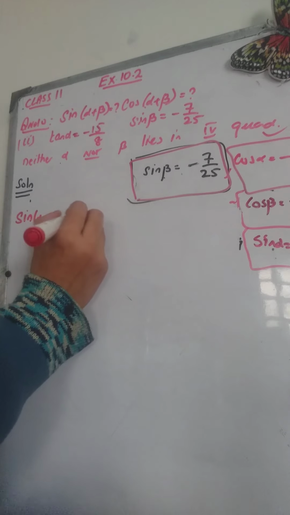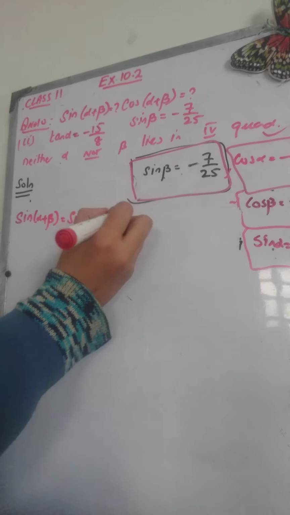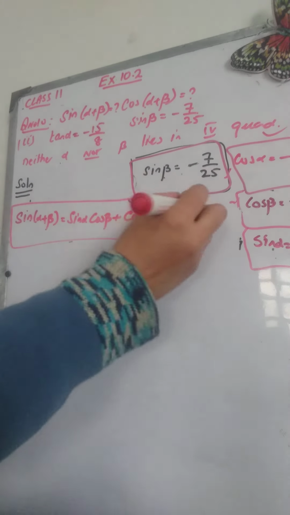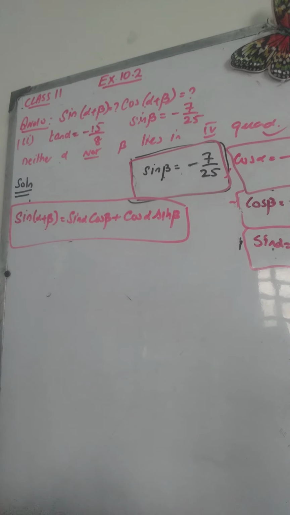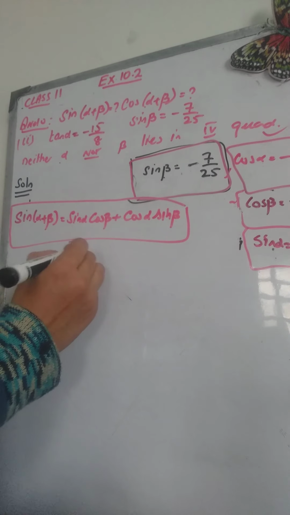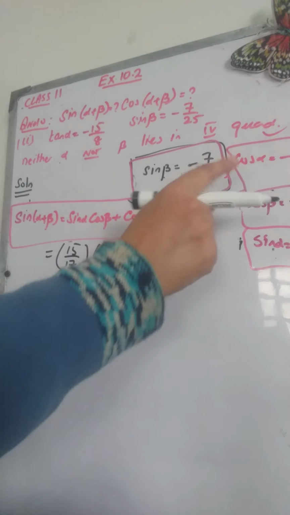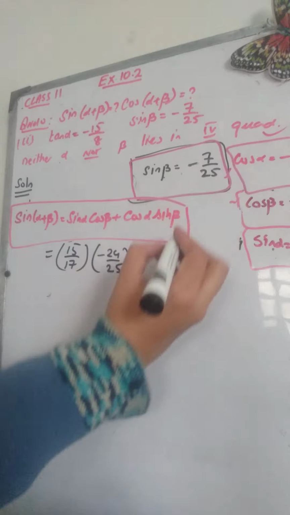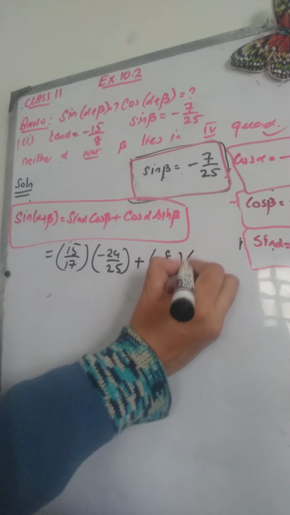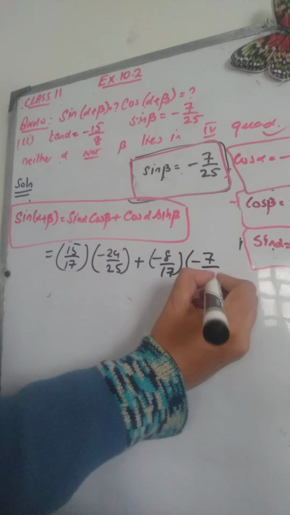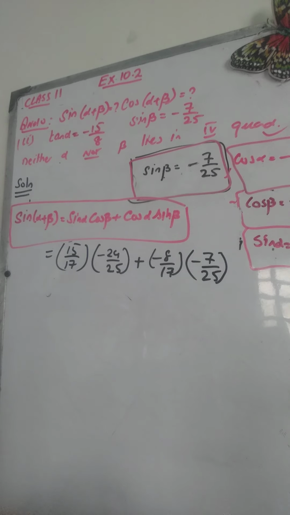Sin alpha plus beta is equal to sin alpha cos beta plus cos alpha sin beta. This is the identity. I'm going to put the values of these four quantities over here. Sin alpha is equal to 15 over 17, cos beta is negative 24 over 25, plus cos alpha is negative 8 by 17 and sin beta is negative 7 by 25. This is sin alpha plus beta.